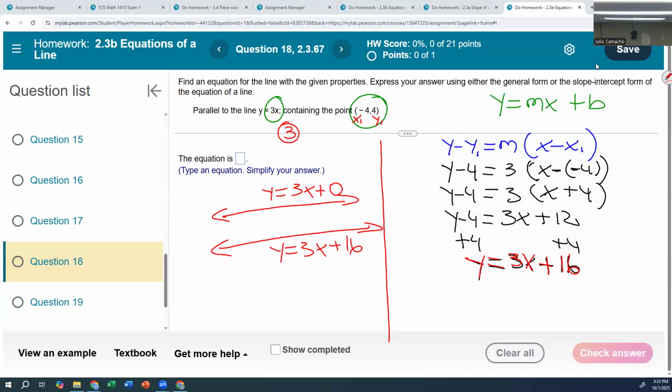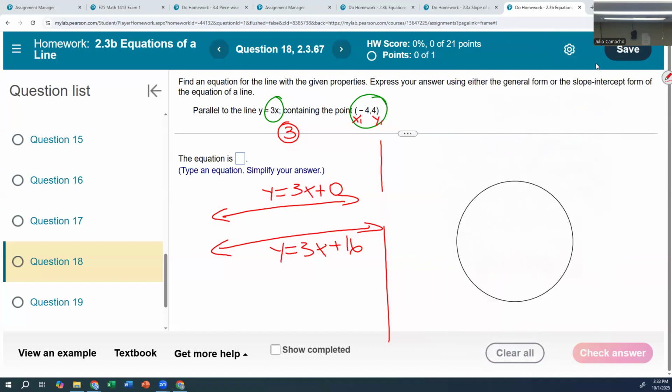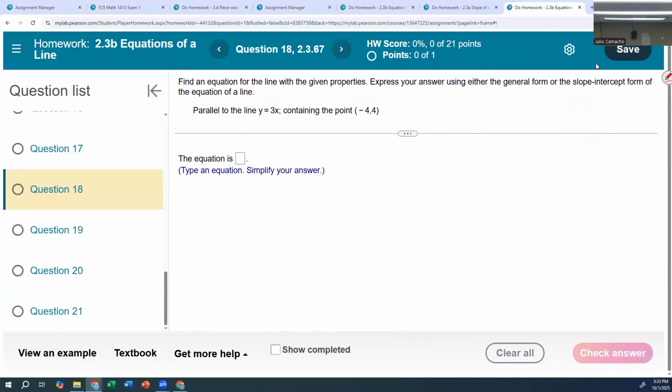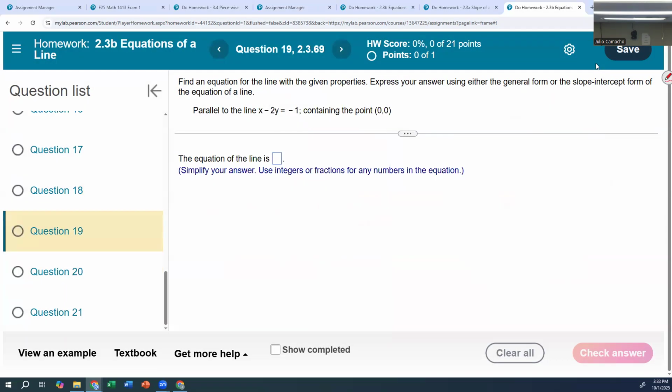So let's go to the last one, not the least, but the last one. Last question. Oh, no, there's more. Oh, question 19. Question 19: Find the equation for the line with the given properties. Express your answer using the general slope-intercept form of the equation.